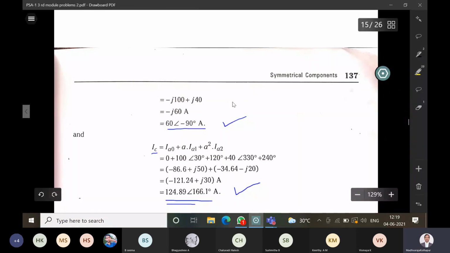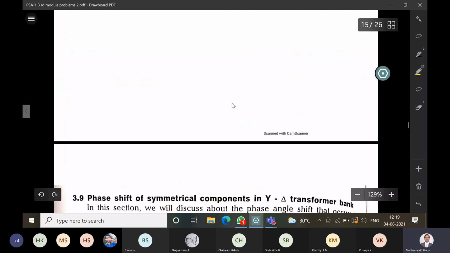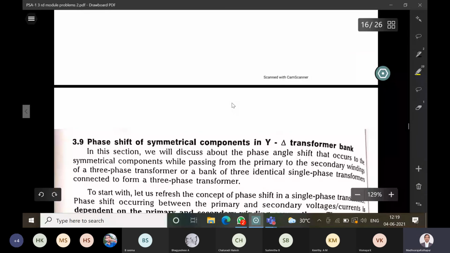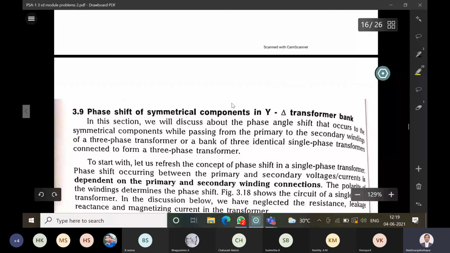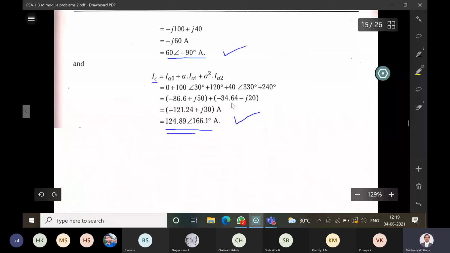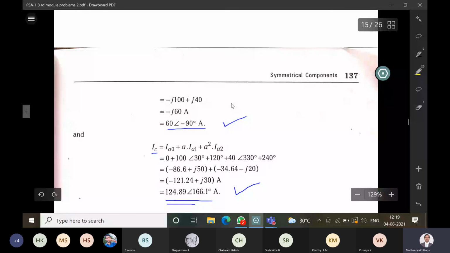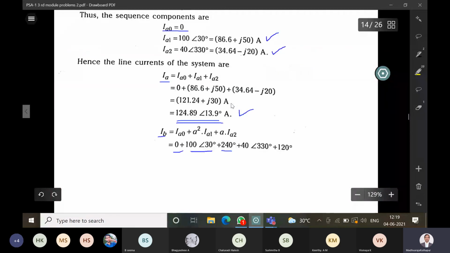So these are some of the problems. Practice some more problems like this. Okay. So shall we stop today's class?